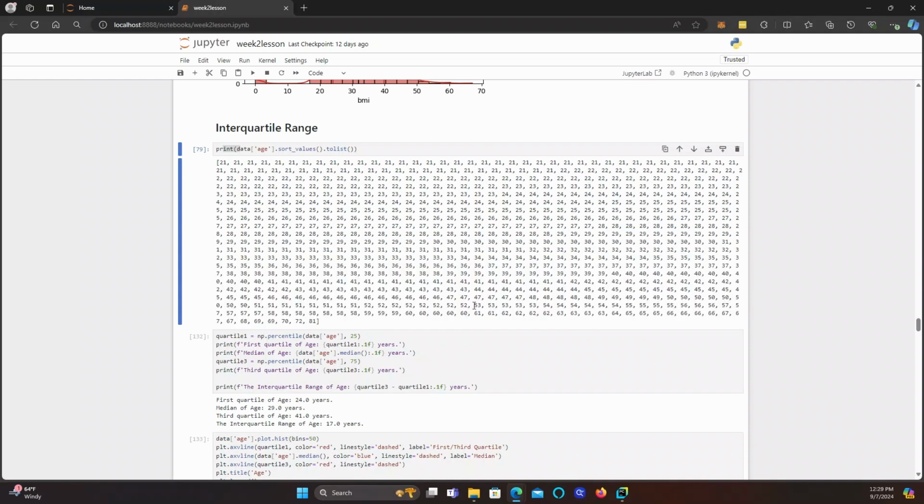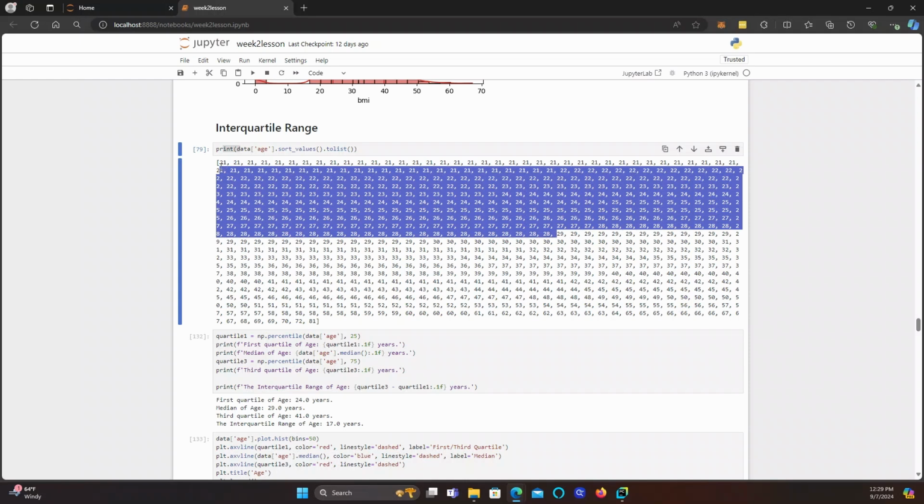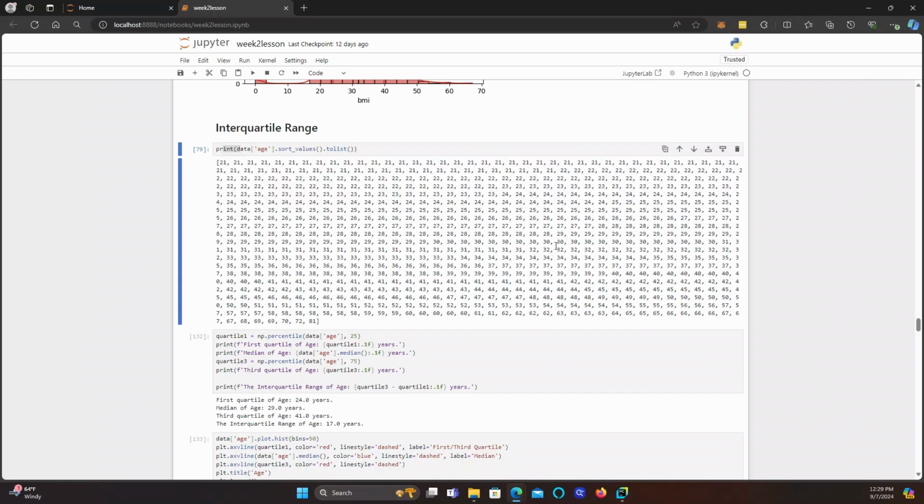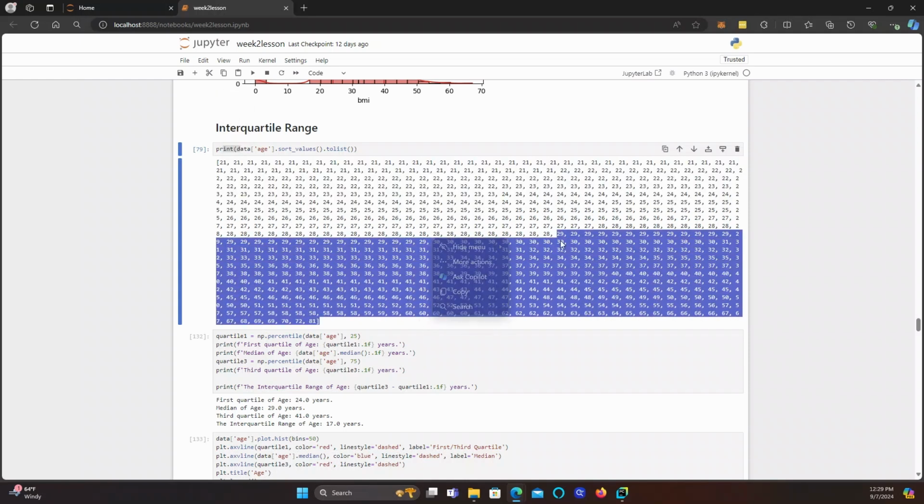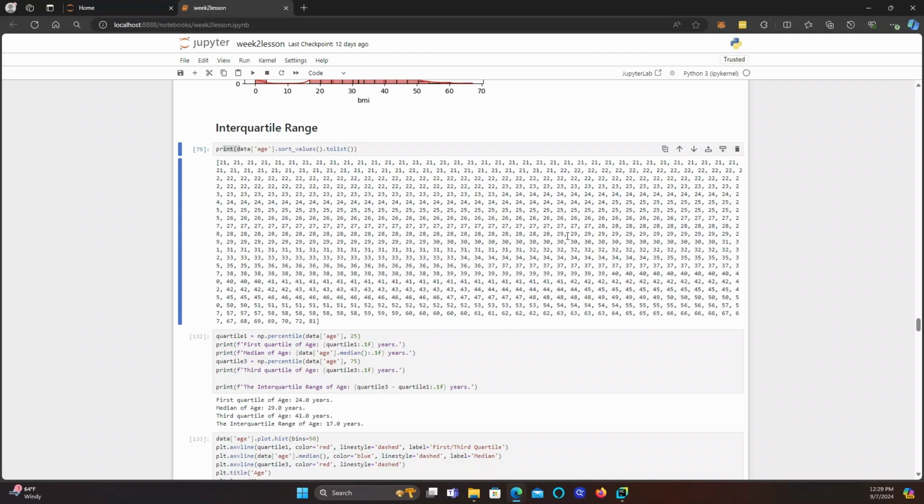The median is called the second quartile. And if we take only the first half of the numbers and get the median of that, that is called the first quartile. And if we take only the second half of the numbers and get the median of that, that is called the third quartile. So the interquartile range is just the difference between the third quartile and the first quartile. And this tells us the total width of the middle half of the data.